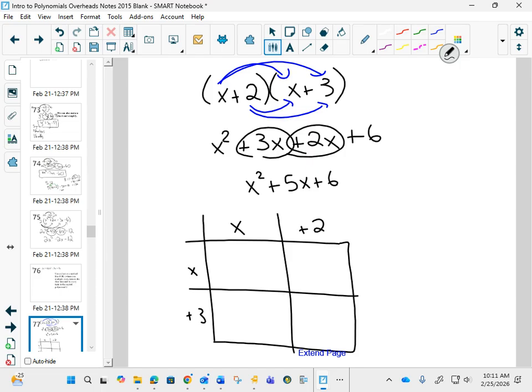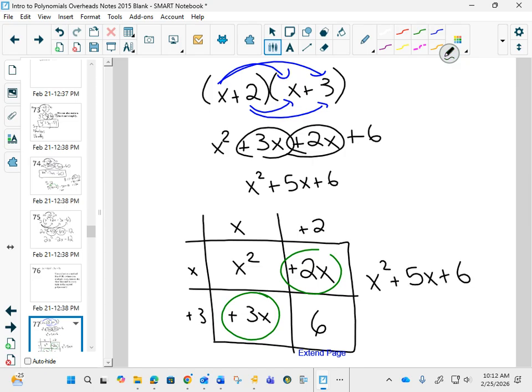How do you fill in the first box? Well, that's the x times x box. X squared. And the x times 2, that would be 2x, and it would be plus. And x times the plus 3, that will be a plus 3x. You don't have to write the plus sign there, but you'd have to write the negative sign if it was negative. And plus 3 times plus 2, that's 6. Do you see that these are like terms? And we combine them together to get 5x and write everything out. We get the same answer.